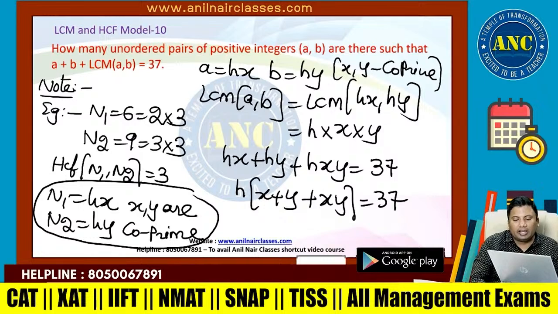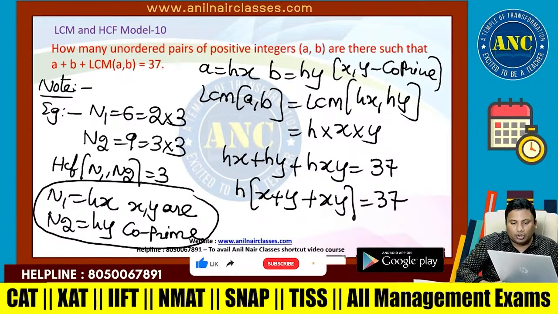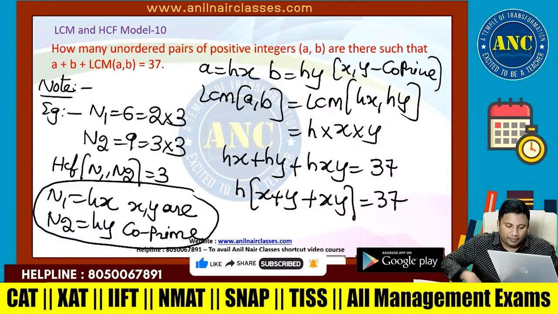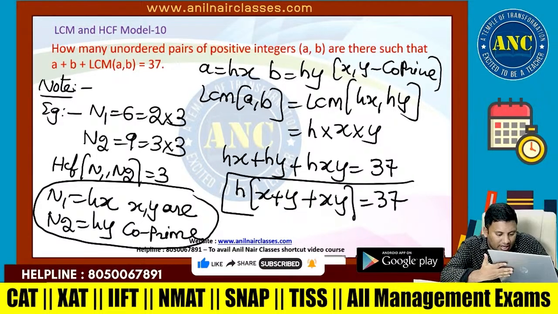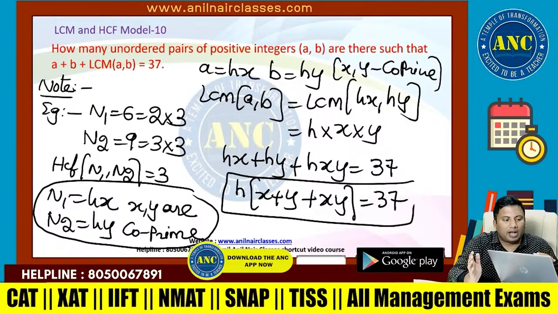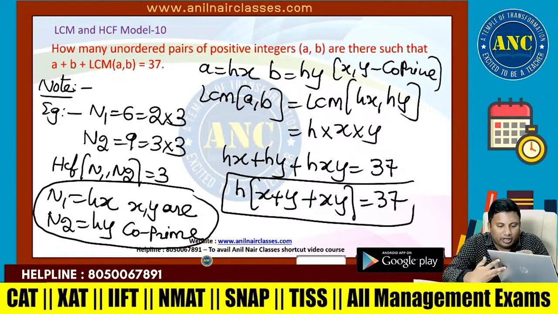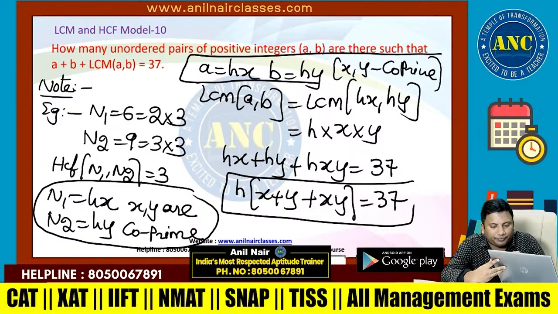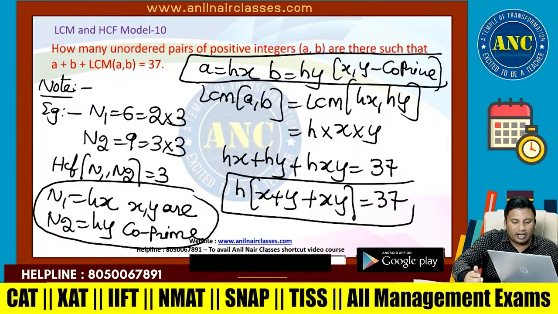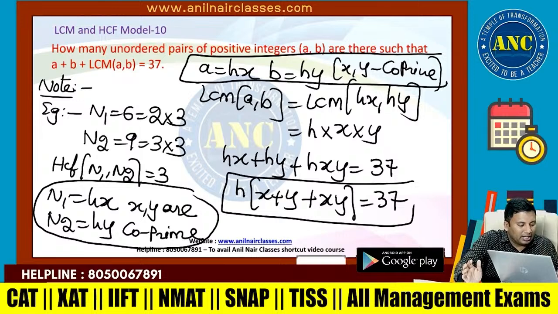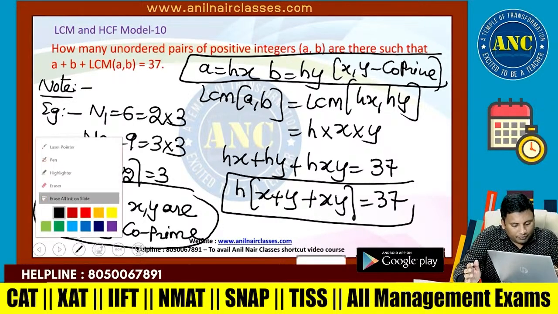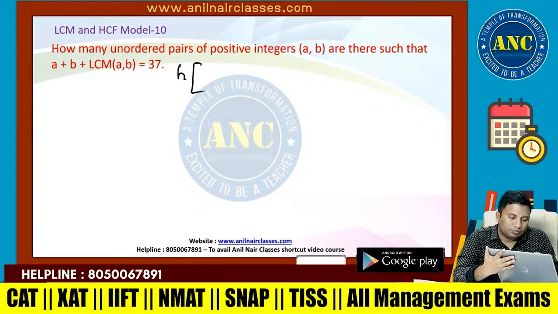Any number can be written as H into X and H into Y. LCM of A comma B is H into XY. This I will take in a new slide. I am converting A and B into H into X and H into Y. Till here it is clear, right? Next one. H into (X plus Y plus XY) equivalent to 37.